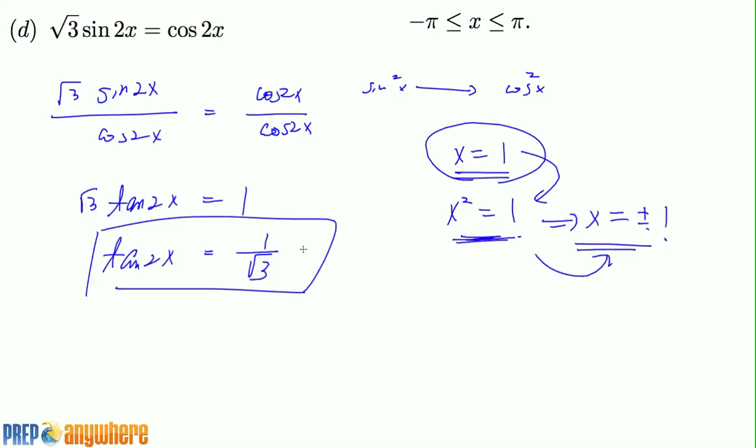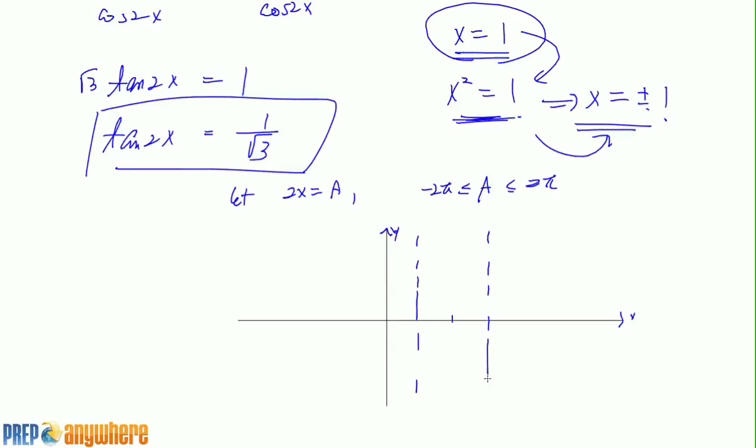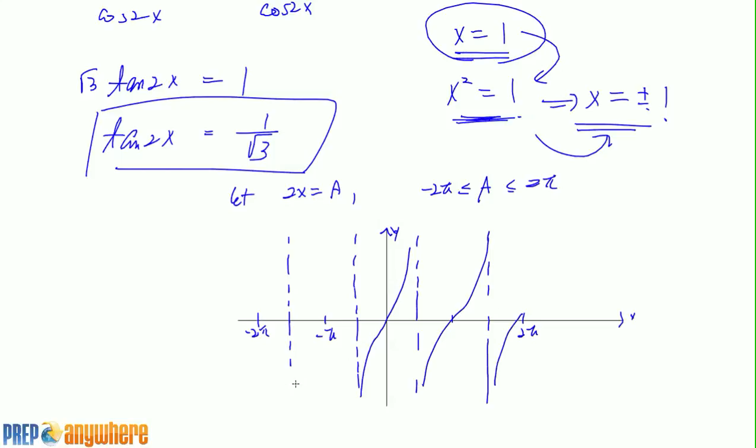Now we're back to our normal strategy, right? You let 2x equal to a. That'll make a in between minus 2 pi and 2 pi. Okay, so quickly let me just sketch it. So that's 2 pi, minus pi, minus 2 pi. All right, how many answers? 4. 1, 2, 3, 4. You can also think of this as the circle rotation.